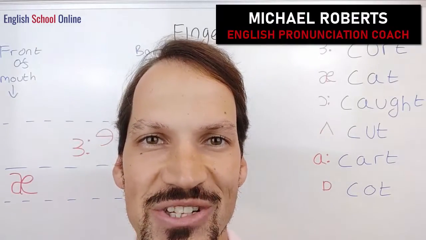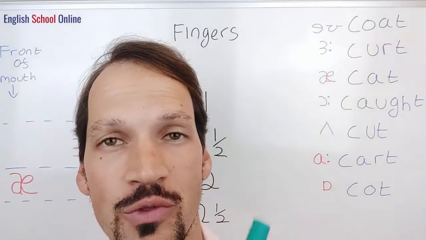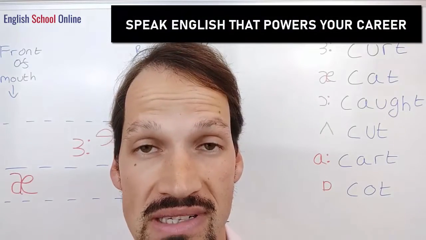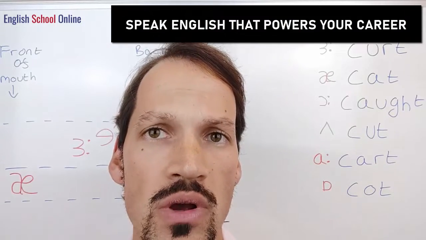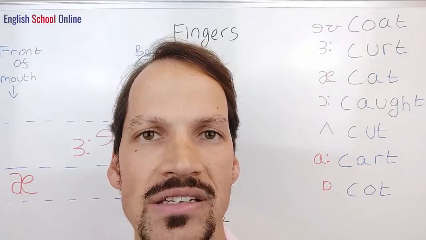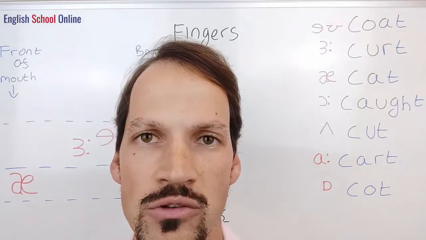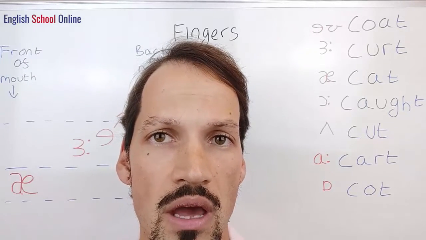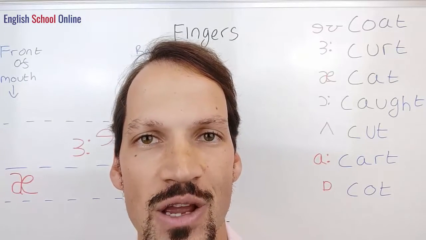In this English pronunciation tutorial, you're going to learn to tell the difference between all of the words that you see behind me on the board. You're going to learn how to tell the difference between the vowel sounds O, A, or, R, and O. And to put them into words to give you some context, you're going to learn how to recognize and to clearly pronounce the difference between coat, curt, cat, court, cut, cart, and cot.